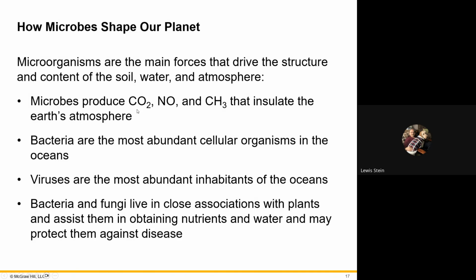So the main forces that drive the structure and content of soil, water, and atmosphere: carbon dioxide, nitric oxide, methane, and all of these gases. I do not know if that is correct, the NO. They may have meant to put N2. I'm not going to ask you about it because I think that might be a misprint on a PowerPoint. Remember, PowerPoints are not subject to editorial review. And as I look at it now, when they've changed this PowerPoint somewhat, I can see that that's possibly incorrect.